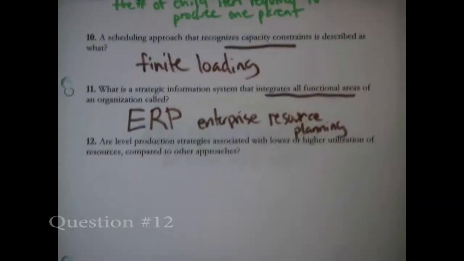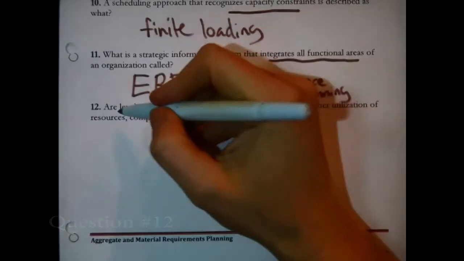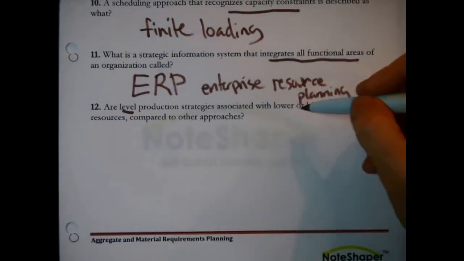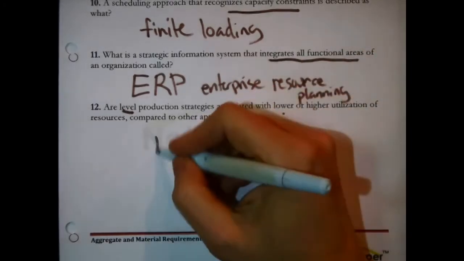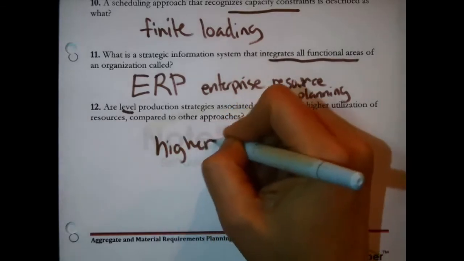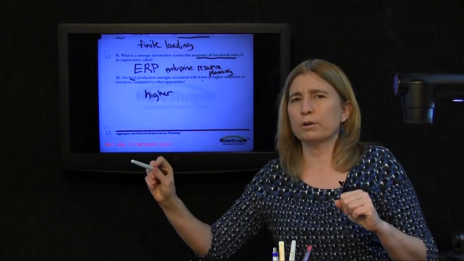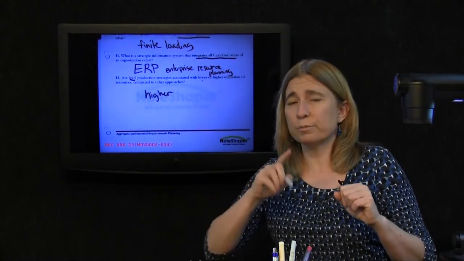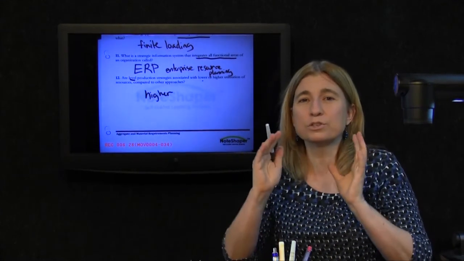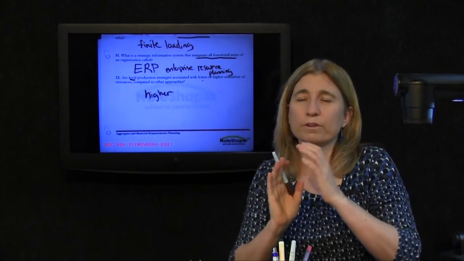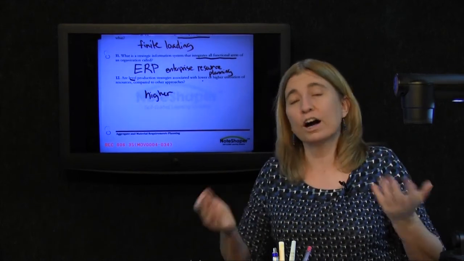Okay. Last question. Are level production strategies, level ones, associated with lower or higher utilization of resources when compared to other approaches? Higher. Definitely higher. Remember that a level schedule, you deliberately produce the same amount each period? Okay, since you've made the decision to do that, what you are then able to do is basically size your system so that it's just perfect for that amount, which means that we would expect that that would yield very high utilization.